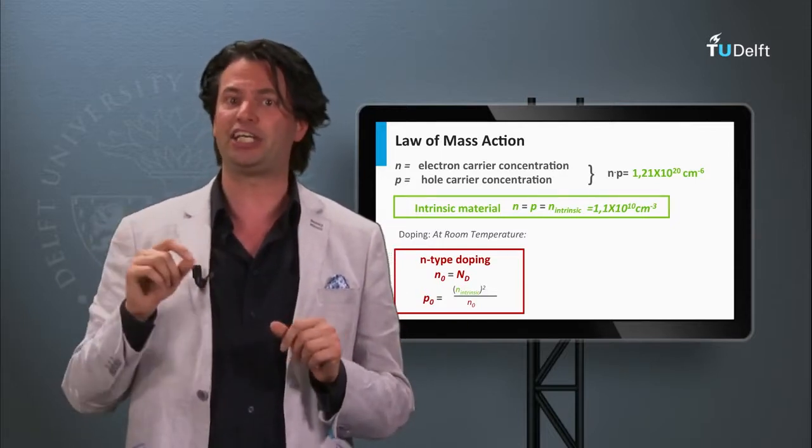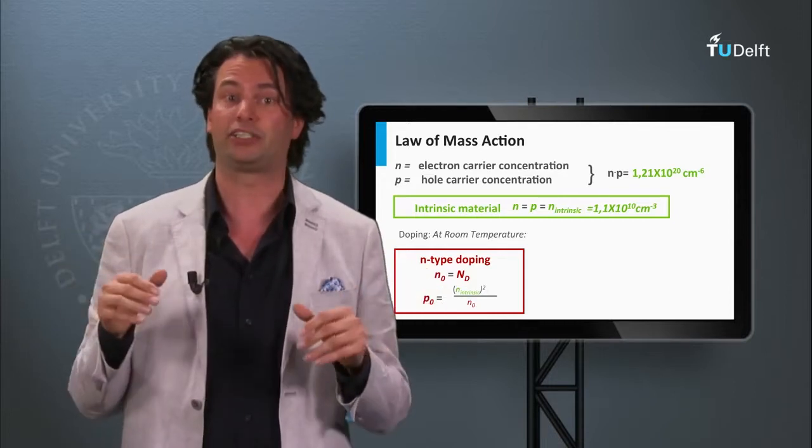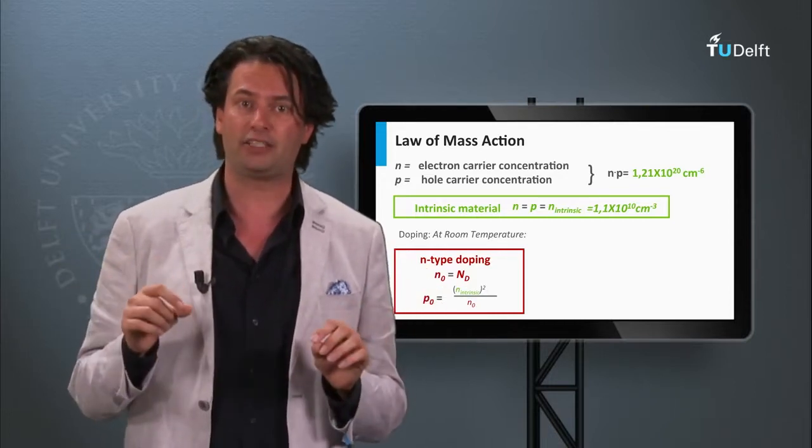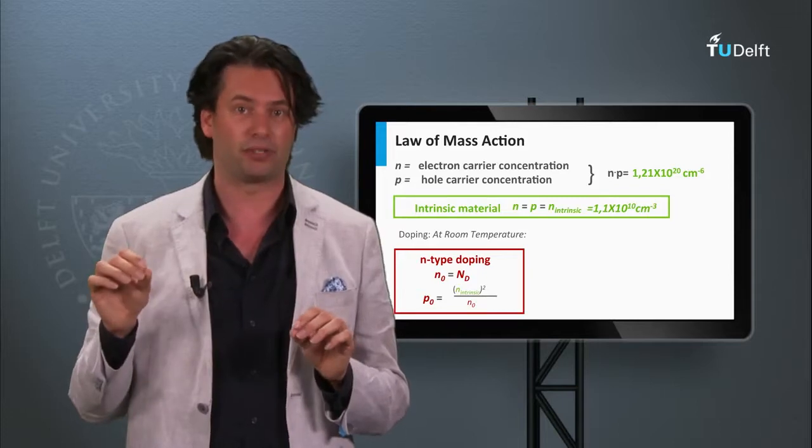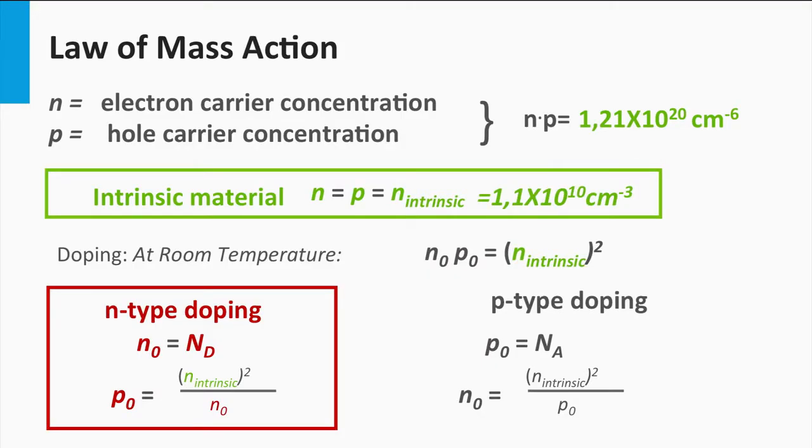So p0 is equal to the square of the intrinsic charge carrier density divided by the electron density n0. The same is valid for p-doped silicon materials. We incorporate boron atoms with a density Na in the silicon network. We assume that all acceptors take one electron and therefore create a hole density p0 equal to the acceptor density Na.